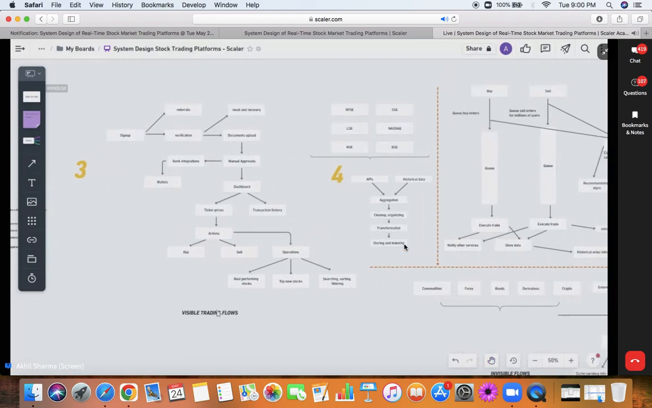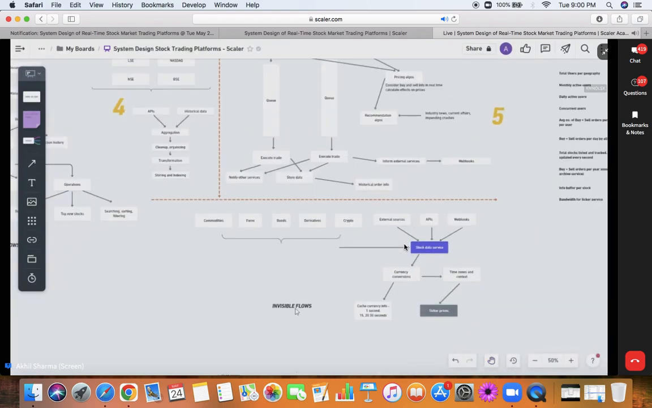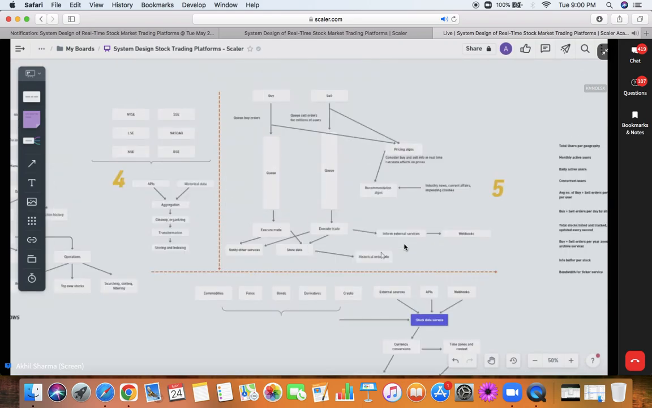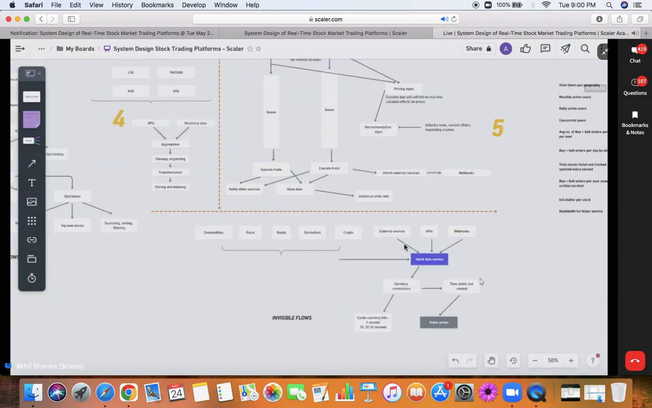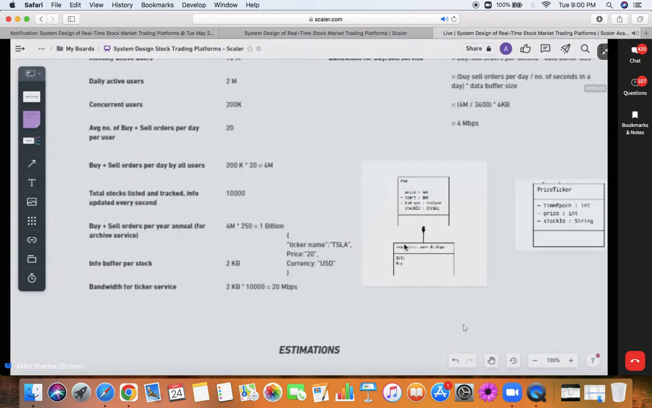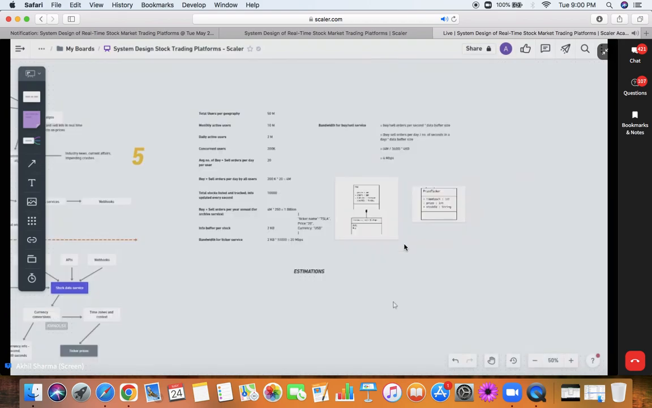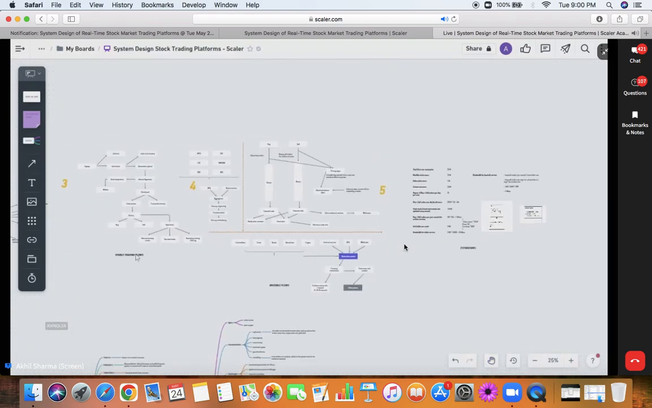So we started creating some visible flows, like let's say what the user will go through, his complete journey on a stock trading platform. Then what happens in the background, some invisible flows, we design those as well, and how it's happening. The user doesn't care about it, but we do. As engineers, we have to think about all these things. Then we did some estimations and calibrations, right? So these three steps were important: visible flows, invisible flows, and estimations. We did that.